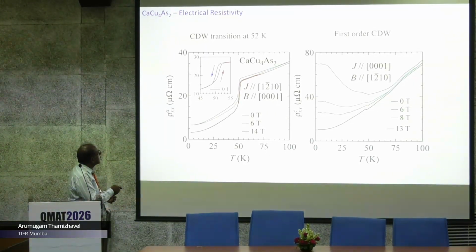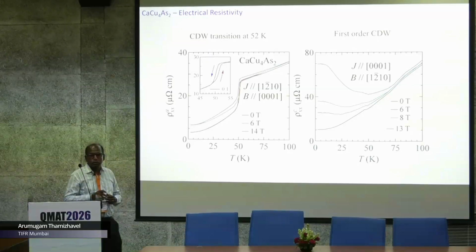Similarly, this is when the current is parallel to the AB plane and the field is along the C axis. When the current is passed along the C axis also, we see a change of slope at around 50 Kelvin. So there is something happening at this temperature, which we attributed to the CDW transition.